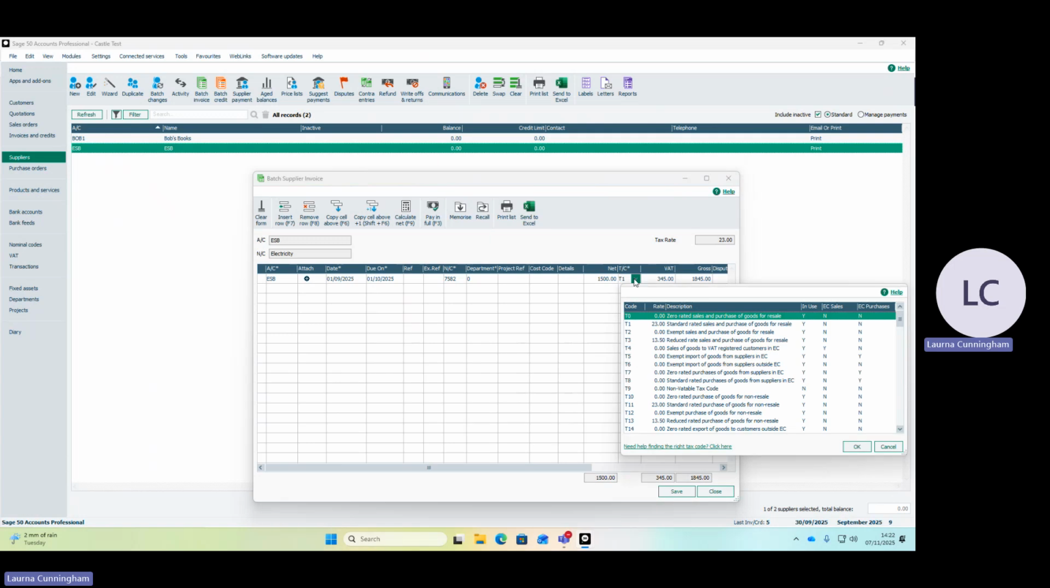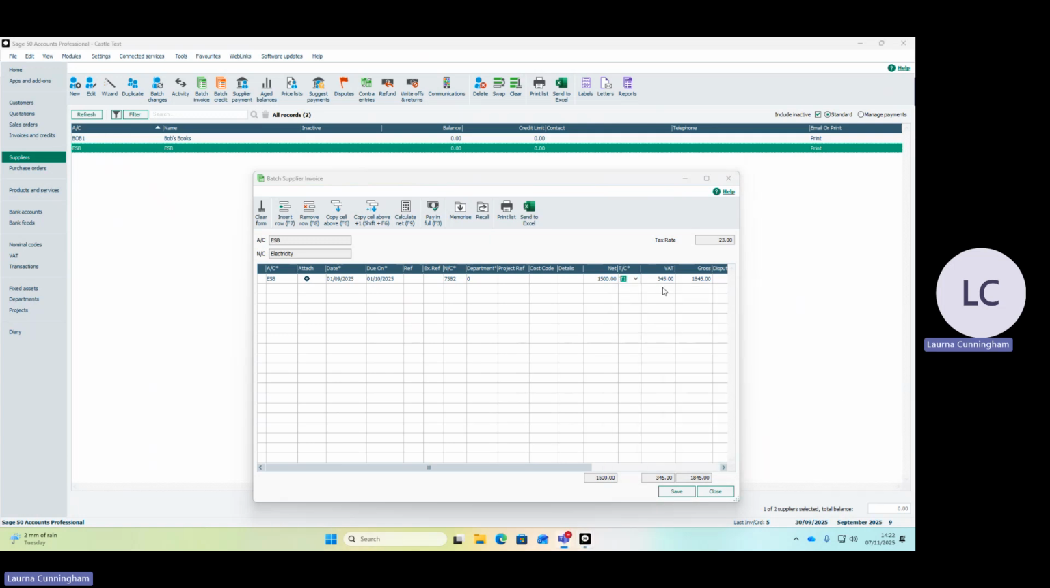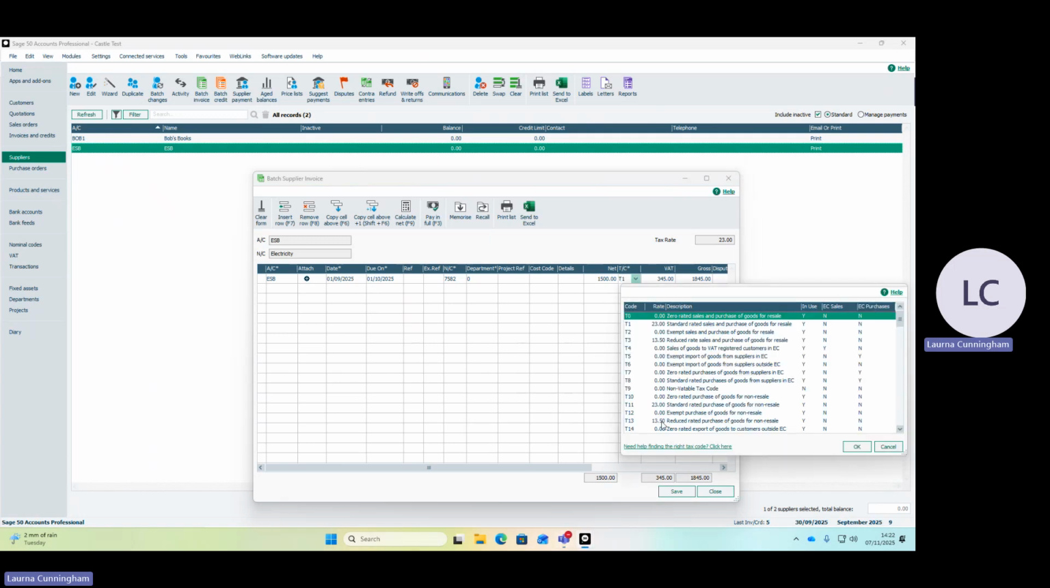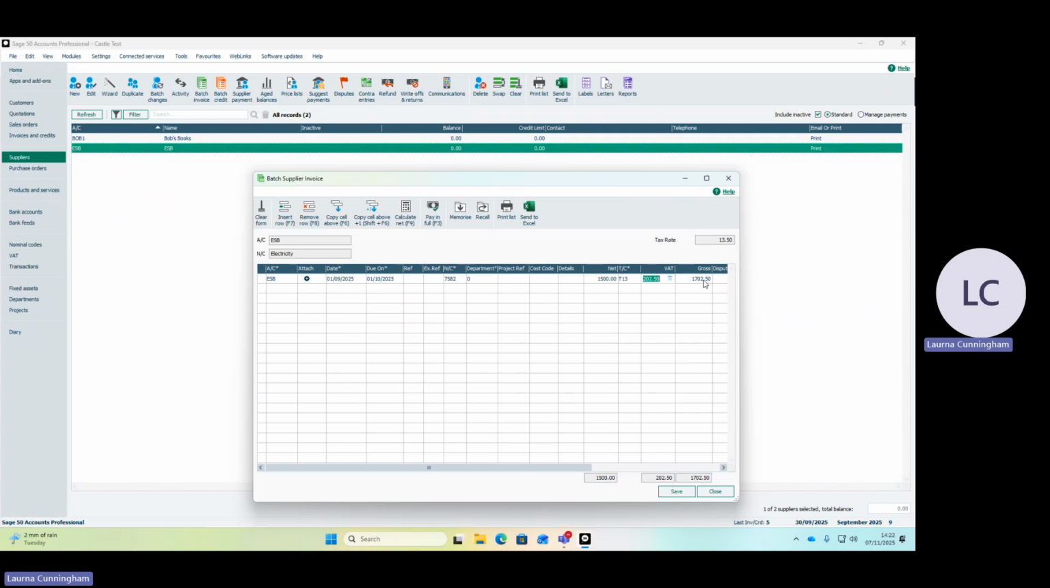The VAT on this is going to be T13, so it's reduced VAT on goods not for resale at 13.5%. Okay, and the VAT appears here. So it was 1,500 net, VAT of 202, and total amount.